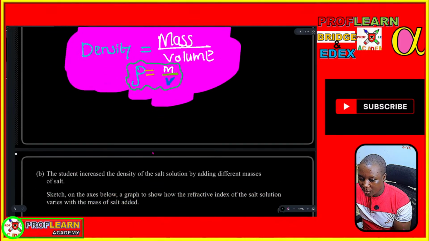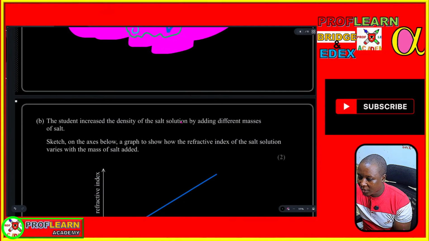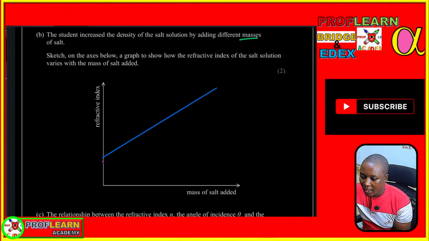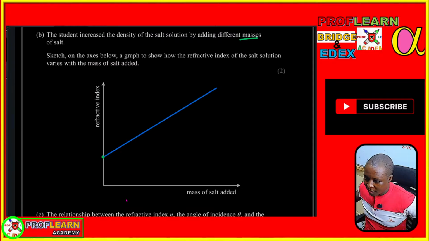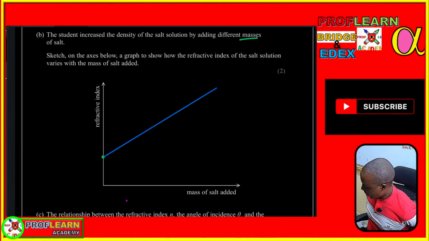Proceeding to the next question, the student increased the density of the salt solution by adding different masses of the salt, and then you are supposed to sketch the graph to show how the refractive index changes. So the graph will start from some given point, and you draw the graph in such a way that the refractive index increases as the mass increases. Yeah, so the graph was supposed to look like that.